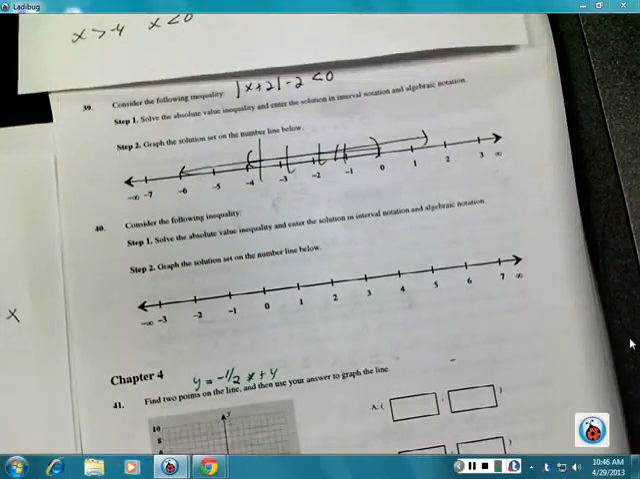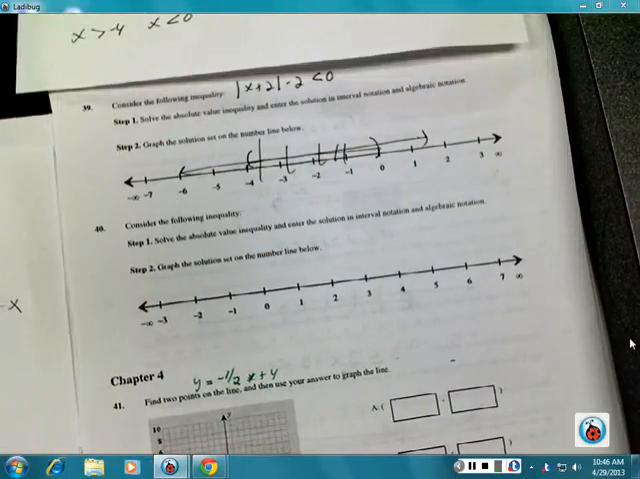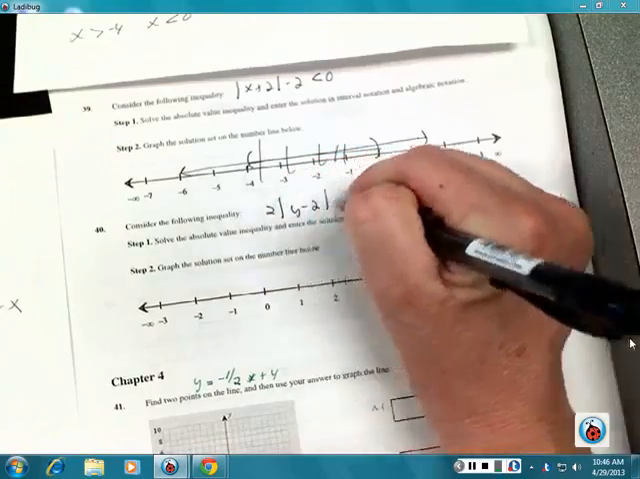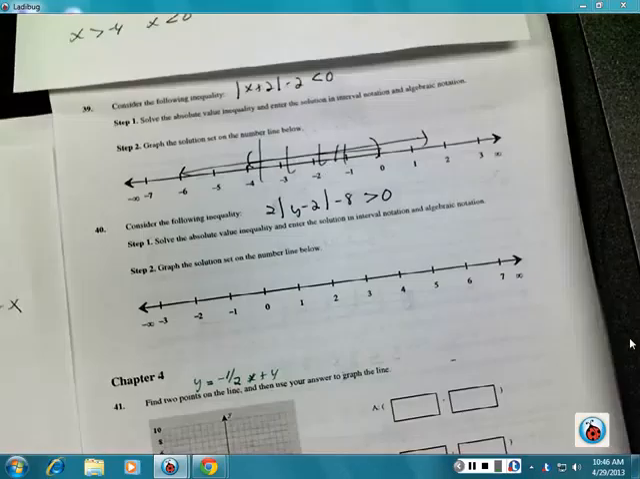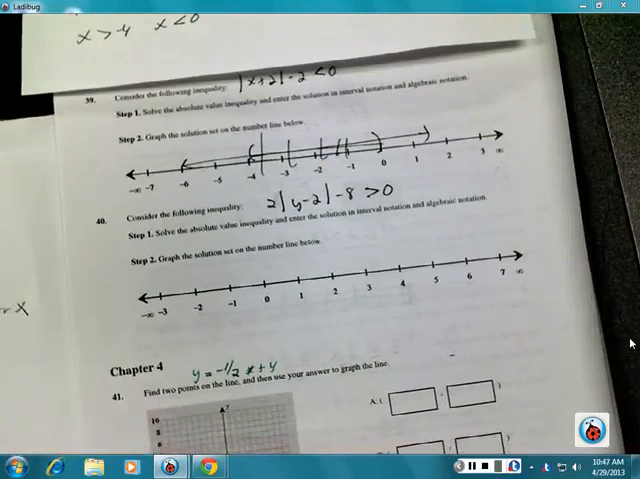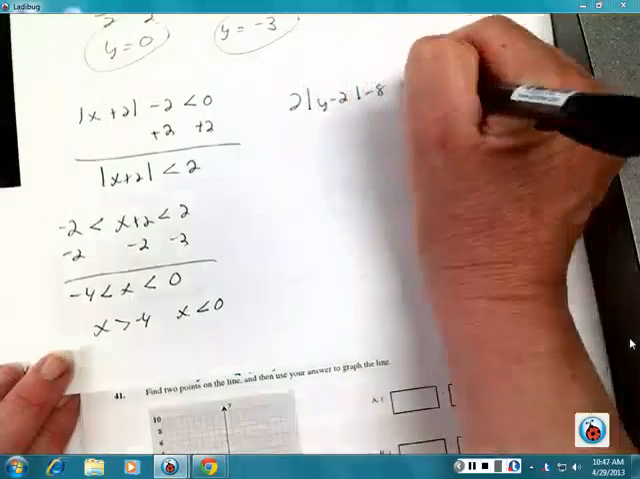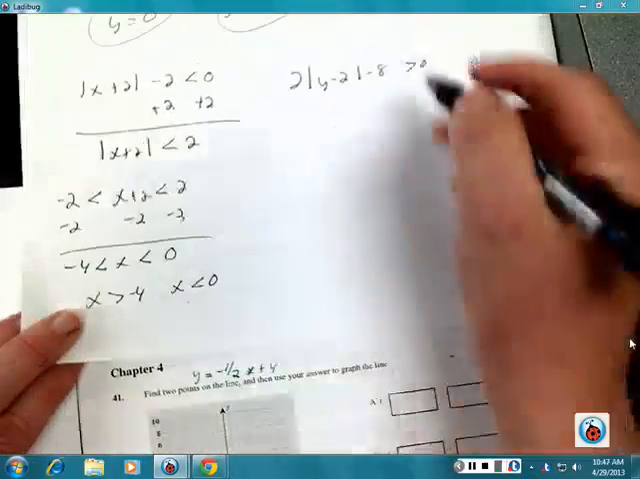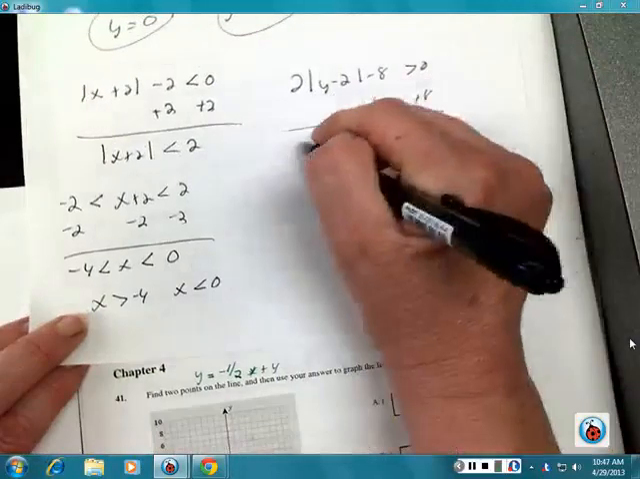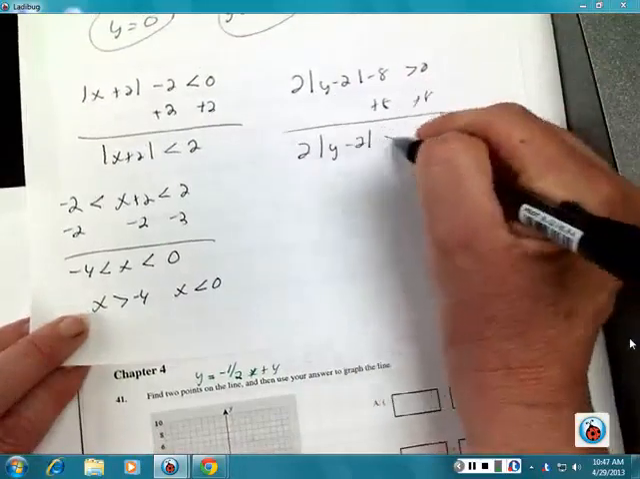And then number 40 is the other one. What would I have to do? 40 is 2 times the absolute value of y minus 2, minus 8 is greater than 0. If I work this one out, I would first move my 8 over. So now I have 2 times the absolute value of y minus 2 is greater than 8.